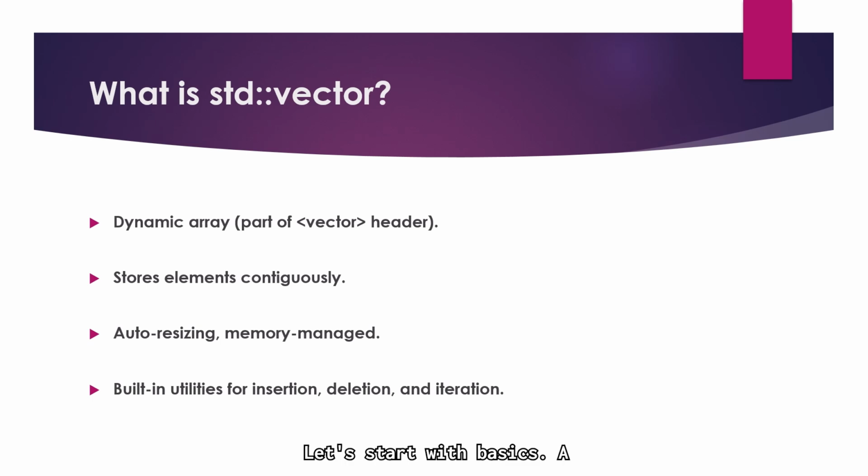Let's start with basics. A std::vector is part of the standard template library and acts like a dynamic array. Unlike static arrays, vectors can grow or shrink in size dynamically. They store elements contiguously in memory, making them cache-friendly and fast for traversal. With built-in support for resizing, inserting, and accessing elements, vectors eliminate the pain of manual memory handling. This is why they are often a go-to choice for developers in both beginner and advanced projects.